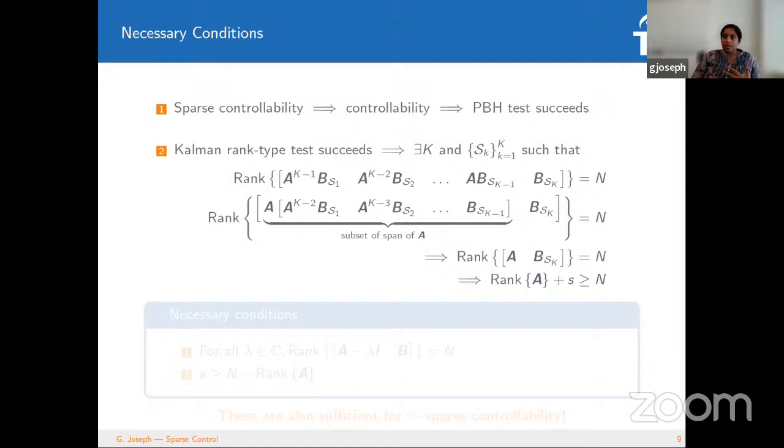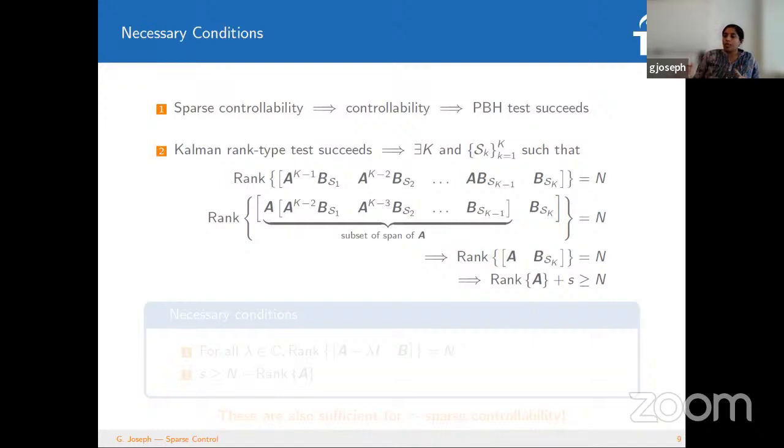Second observation is about the condition that we just derived. We saw that if the system is sparse controllable, then the Kalman rank type test that we derived in the previous slide should succeed, which immediately implies that there exists a finite K and a sequence of supports S1, S2, all the way to S capital K, such that the rank of the resulting controllability matrix should be equal to N. Now let's carefully look at the controllability matrix here.